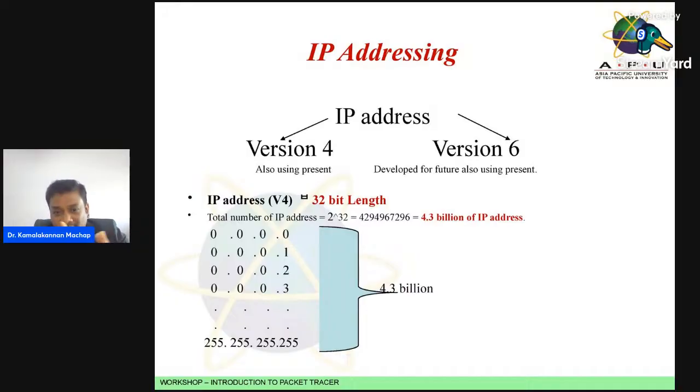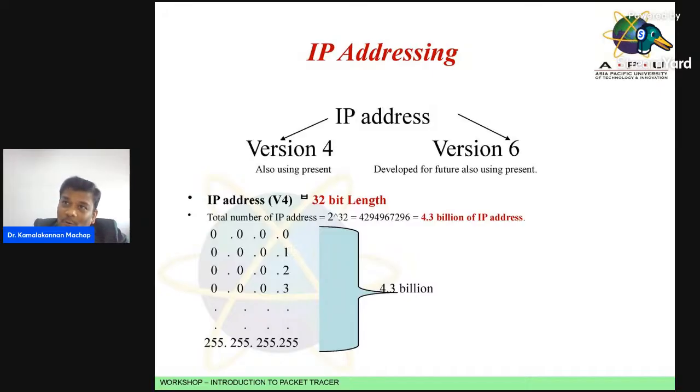Okay, right. This version 4 IP address is 32 bits in length. Every IP address has some kind of bit length, and in that way version 4 has a 32-bit length. Later, maybe in the next slide, I can tell you why the 32-bit length came. Why not 28? Why not 16? Why not 36, something like that?